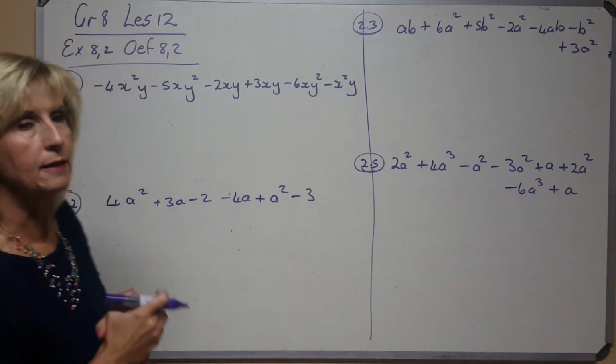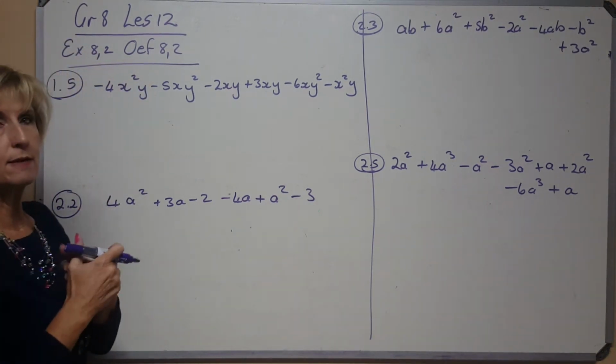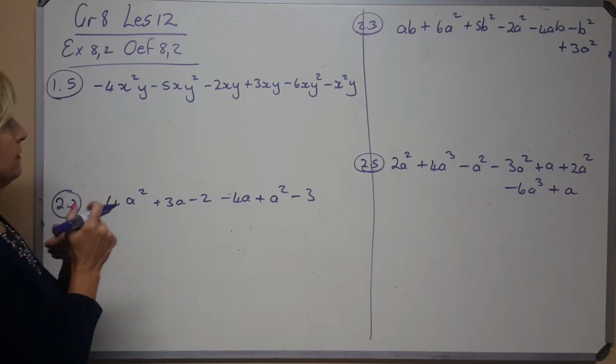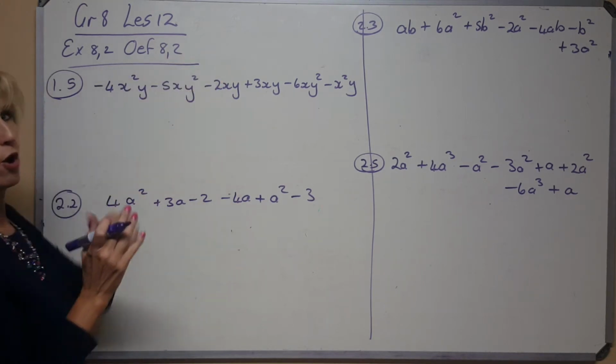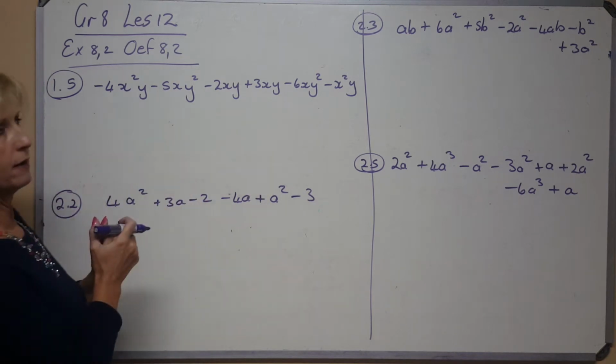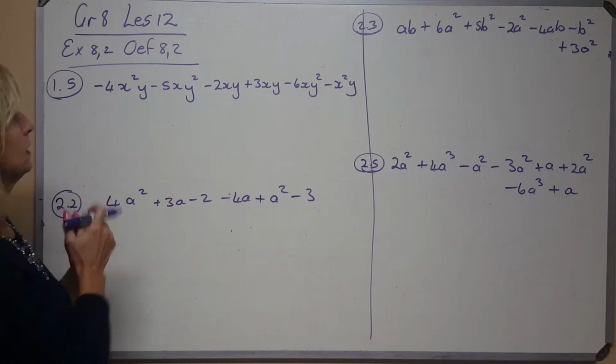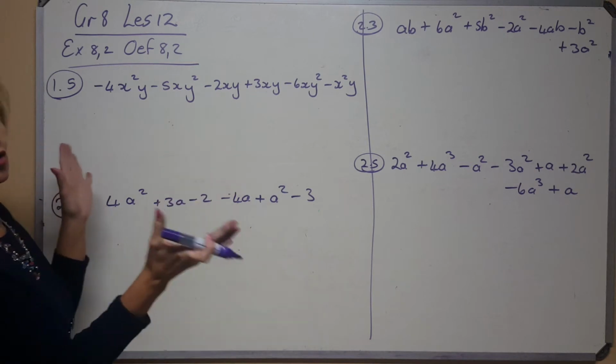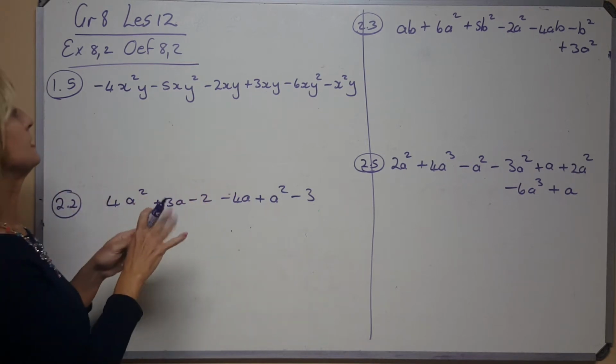Graad 8, les 12. Grade 8, this is lesson 12. Jou huiswerk was oefening 8.2 geweest. Dit is vir jou homework. You had to simplify. Wat is hier som te vereenvoudig? Daar's 'n klomp plus en min van 'n klomp veranderlike goeders. Jy sien 'n klomp terme.